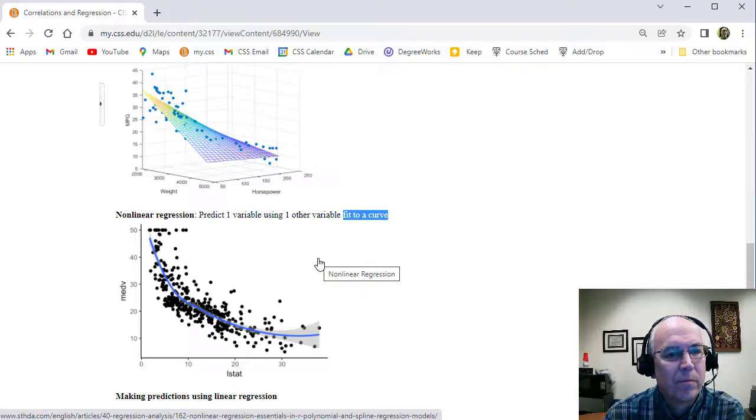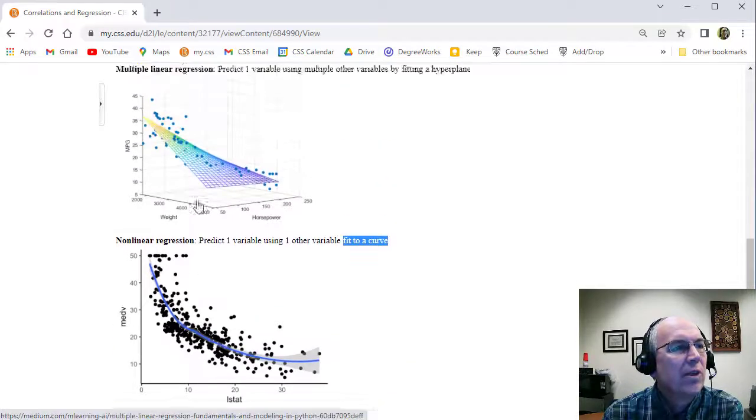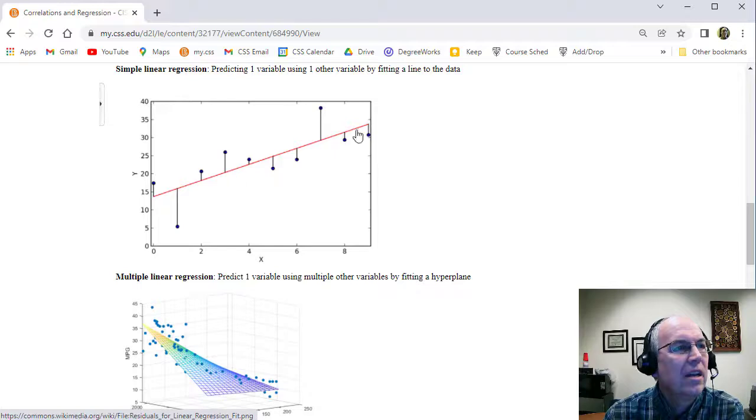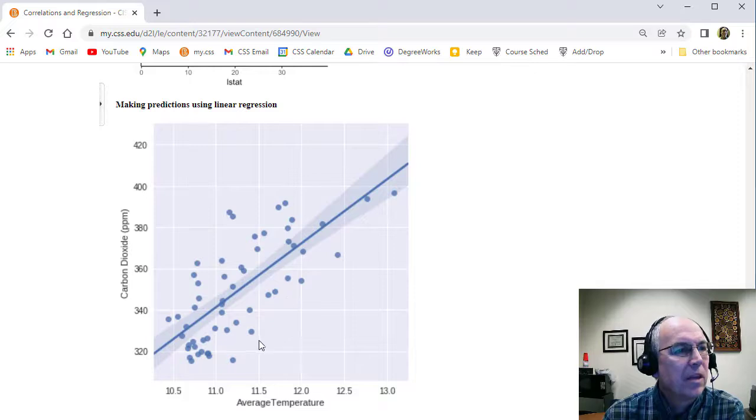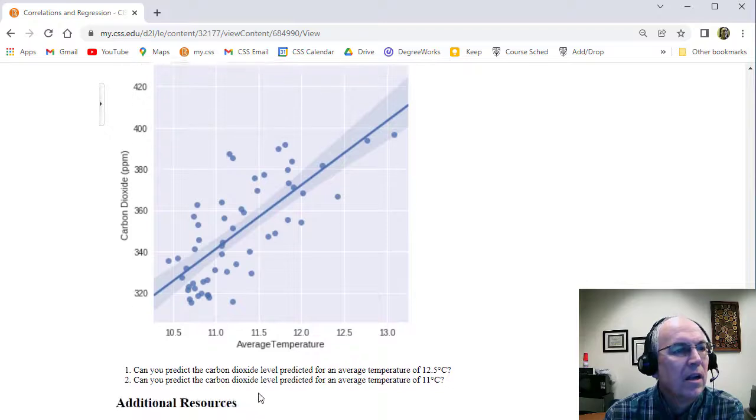Once we have linear regression, once we can calculate this line or this plane or whatever, then we can make predictions. So again, here's the average temperature versus carbon dioxide level. If we wanted to make a prediction, what if the average temperature was 12.5 degrees Celsius? That would be right here. What would you predict the CO2 levels to be? You'd look up to this line and say that looks like around here, between 380 and 400, maybe 390. So you can predict that.